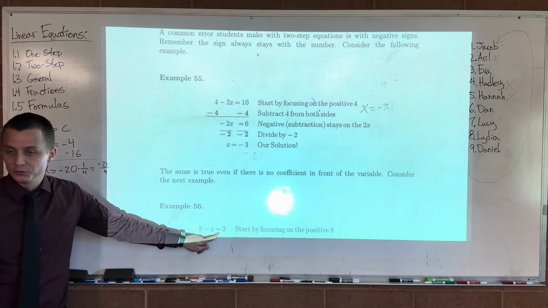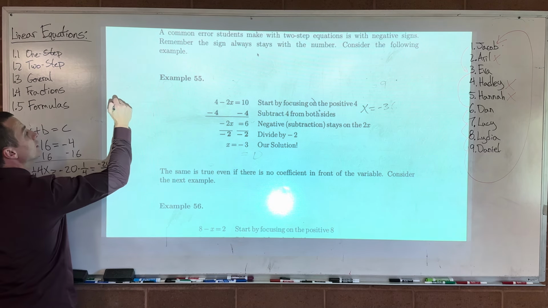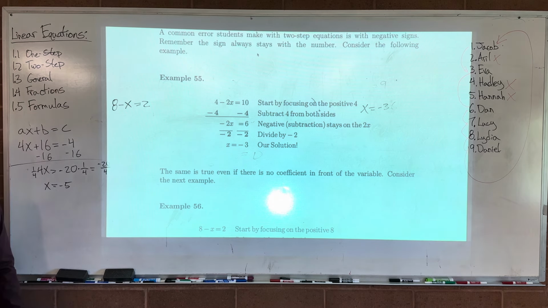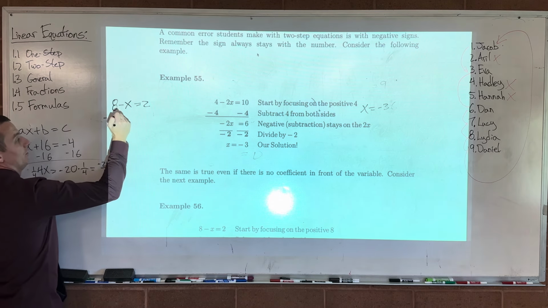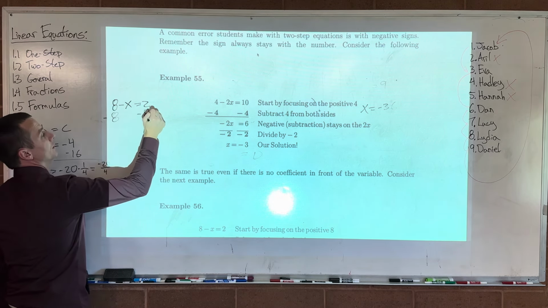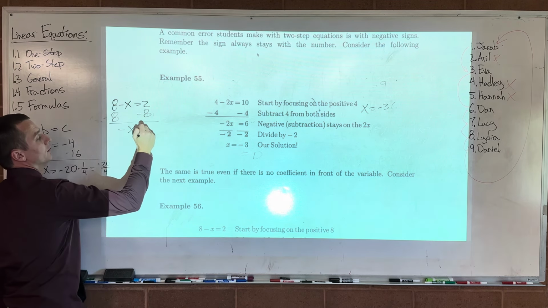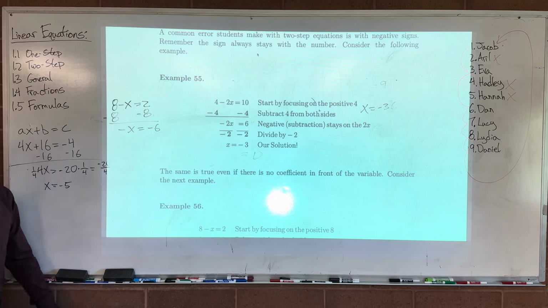8 minus x equals 2. What are we going to do? Subtract 8 from both sides. And what do we get? Negative x equals negative 6. Okay, now what? You're going to divide by negative 1, which is implied in front of the x.